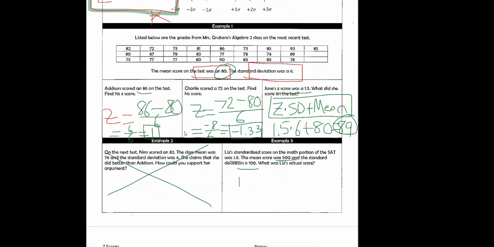So you would take her z-score times the standard deviation, which they tell us is 100, plus the mean, which they tell us is 500. So if you plug this in, if you don't have a calculator handy, you should get 690.